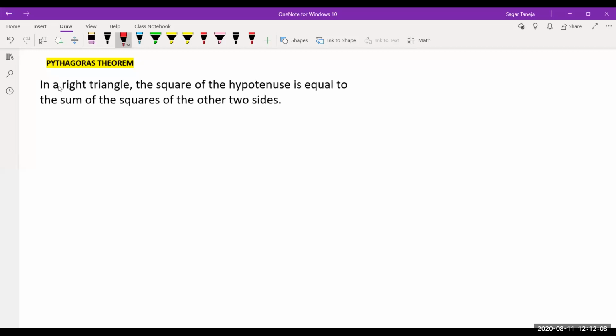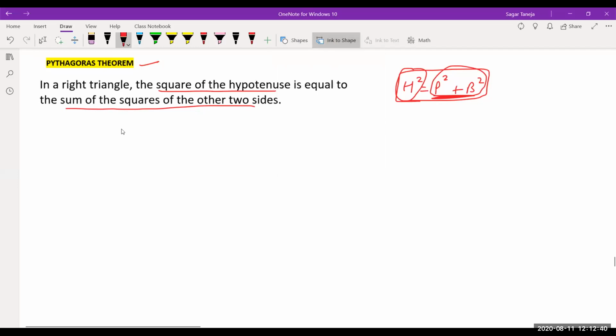So starting with this Pythagoras theorem. In a right triangle, the square of the hypotenuse, we know that Pythagoras theorem is this. Now we are going to prove how hypotenuse square will be equal to perpendicular square plus base square. The square of the hypotenuse is equal to the sum of the squares of the other two sides, and the other two sides are perpendicular and base, making a right angle triangle.